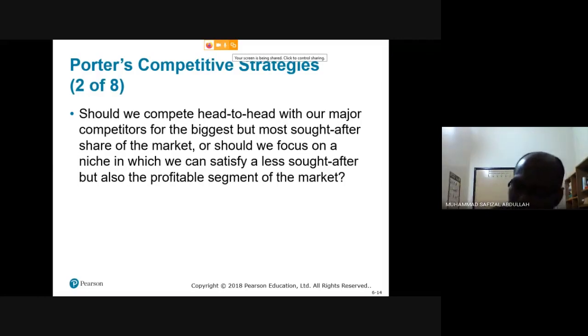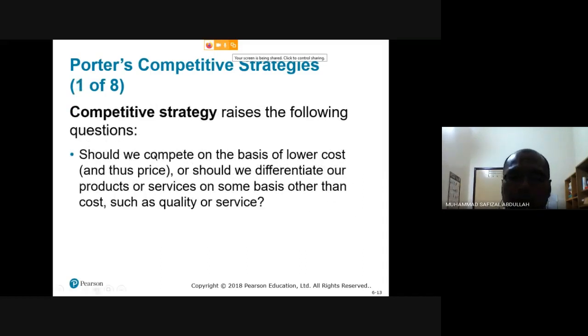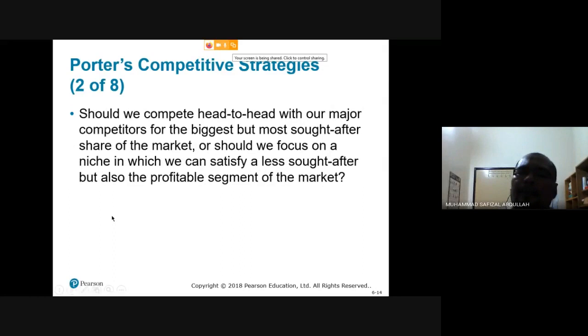So basically, class, these are the two most powerful questions that Porter asked. How to compete? There are two ways to compete. Number one, by using cost, and number two, by using a factor other than cost. Which one do you need to choose? Number two, in terms of the selection of our market, should we go for a mass market or should we go for a niche market?